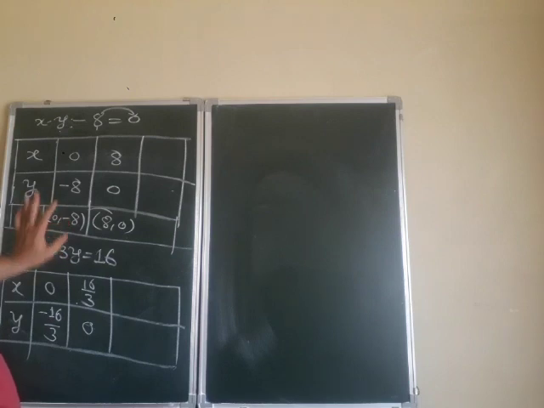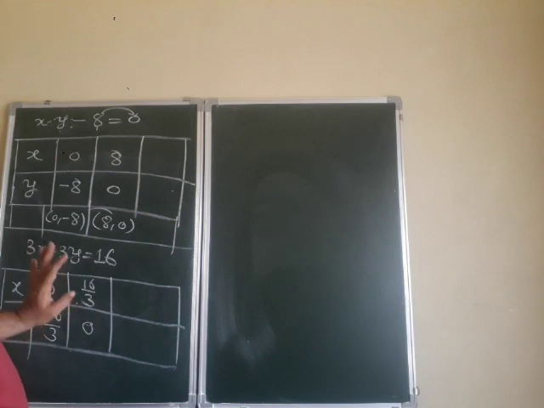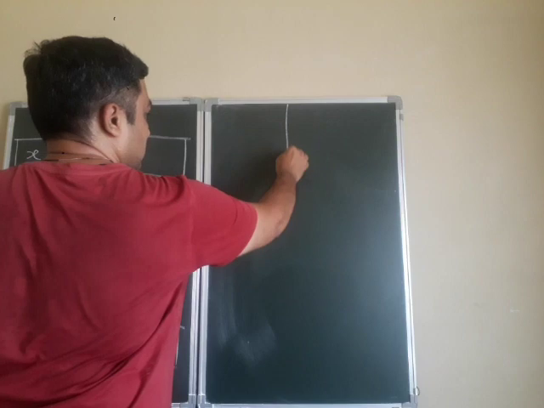Positive highest coordinate 8, negative highest coordinate minus 8. Here 16 by 3, so it is 5 point something and it is minus 5 point something. मतलब minus 8 highest है. चलिए, ready? See.